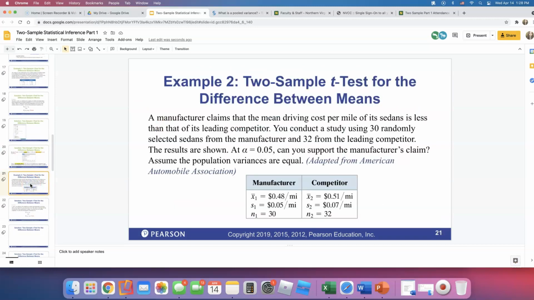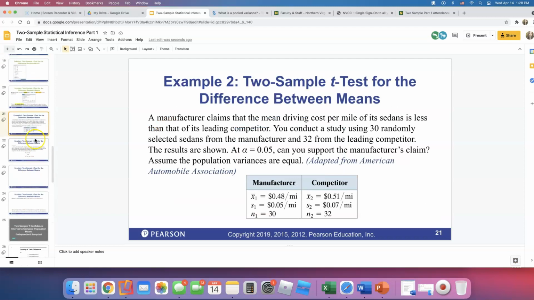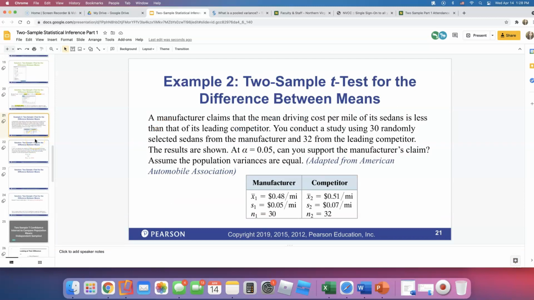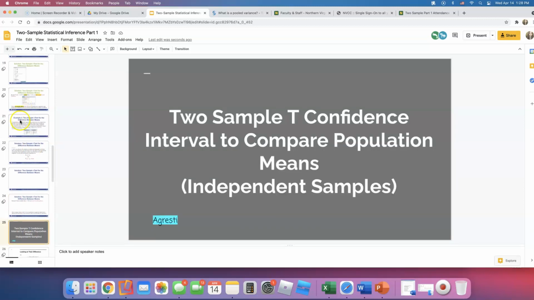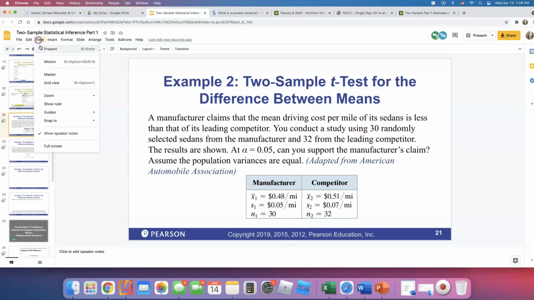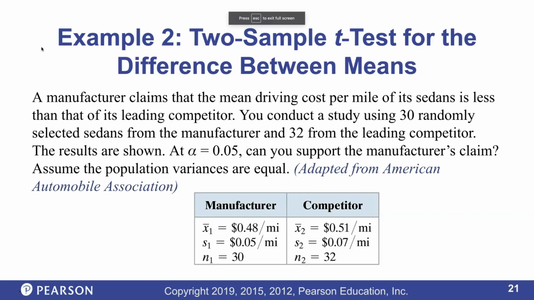All right, let's do example number 2. All right, hold on. Maybe after example number 2, I will stop this video, okay? And then I will come back and do the confidence interval in another video. All right, hold on. Example number 2. A manufacturer claims that the mean driving cost per mile of its sedan is less than that of its leading competitors. Competitors. I swear my English is getting so much worse.